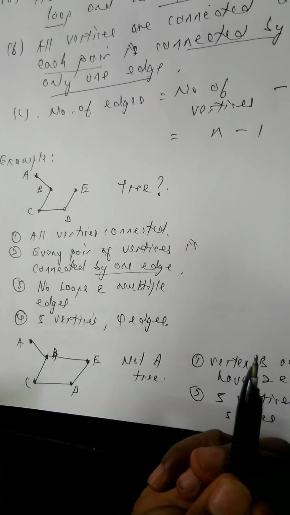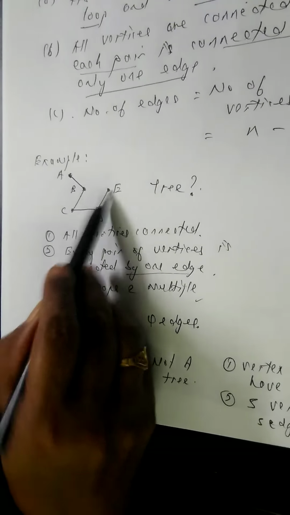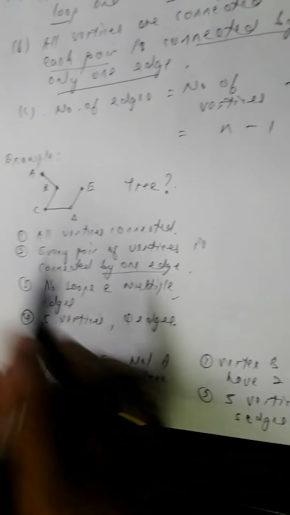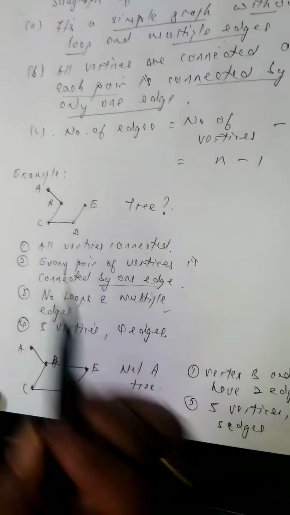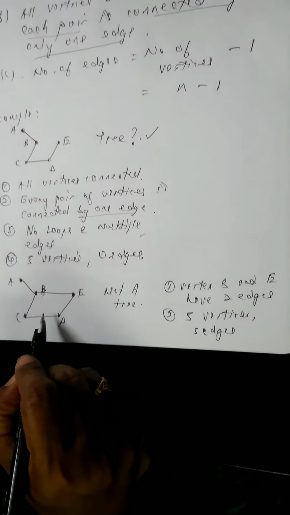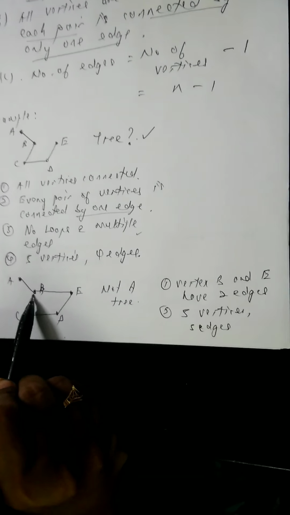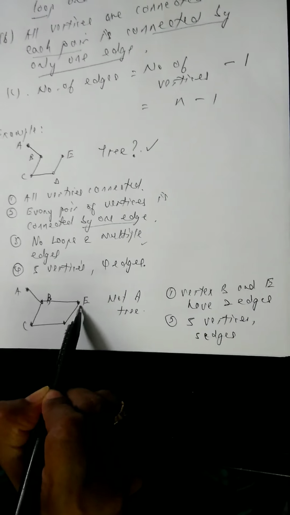There are no loops and no multiple edges. You've got 5 vertices, and you've got 1, 2, 3, 4 edges. Therefore, this is a tree. Let's check the second example. Let's say this one. I've got A, B, C, D, and E.